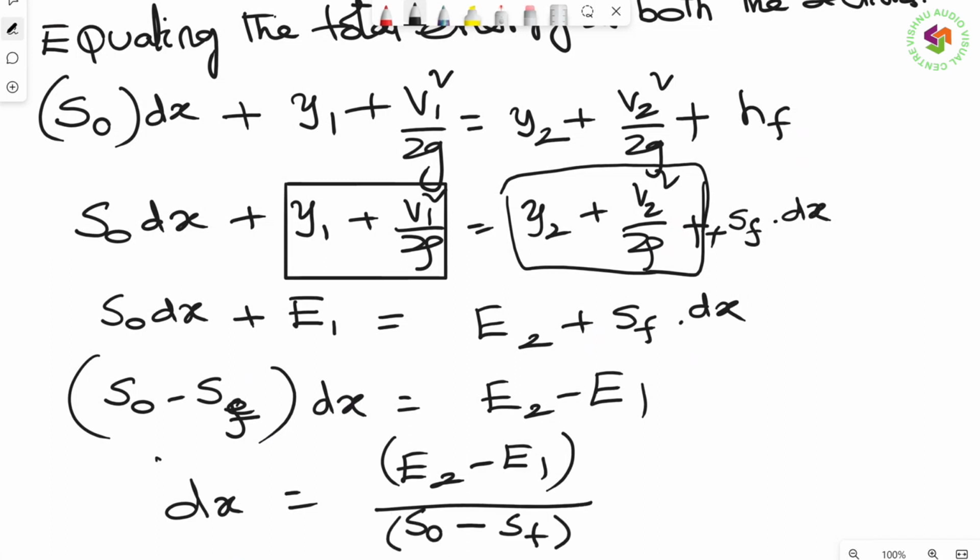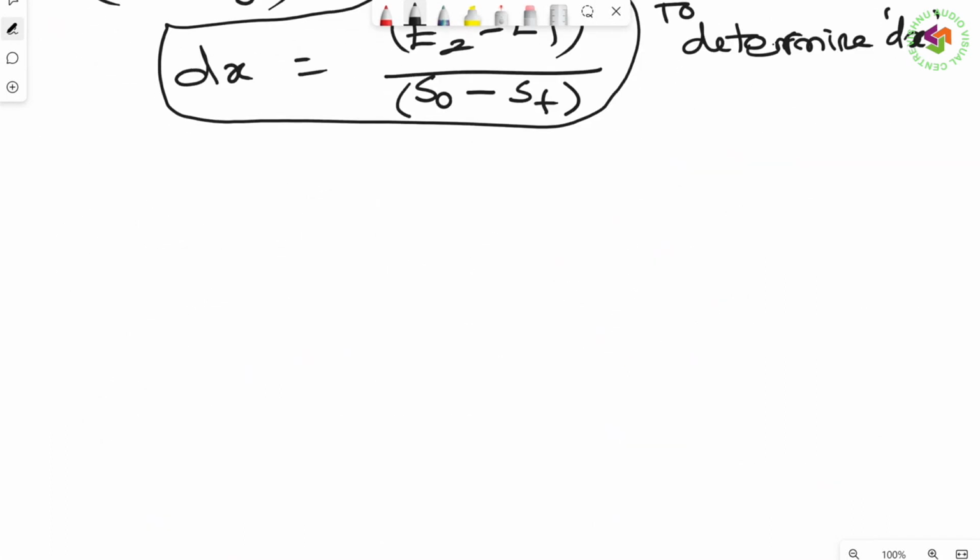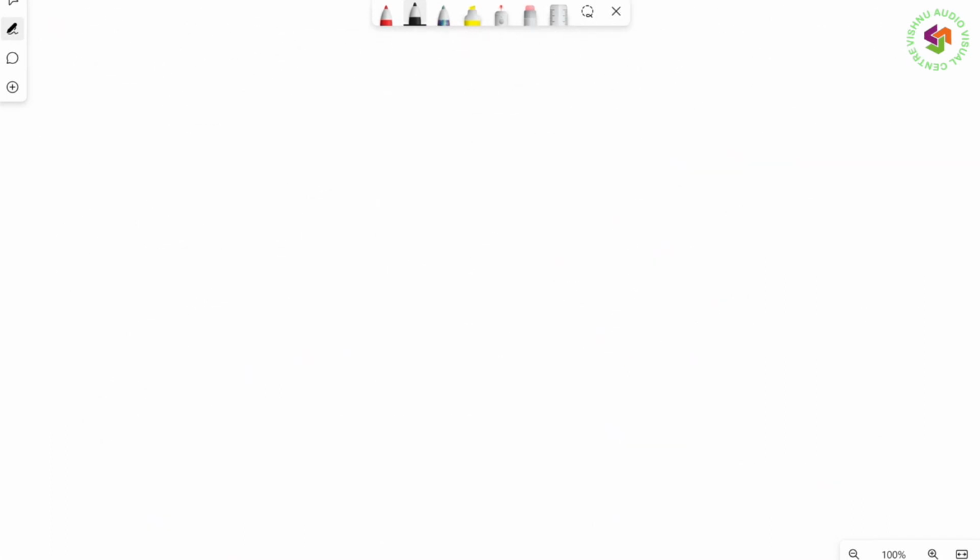So this is the equation which we use to determine dx. This is the equation we use. Now, what is the process? How do I do the process? Let us take the process. Please listen carefully. The procedure, I will explain you step by step.